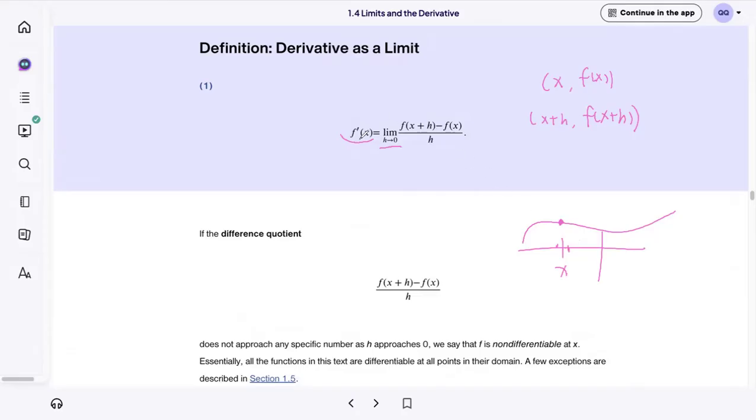Okay, so that is the definition of the derivative as a limit. So the derivative of a function equals the limit as h approaches 0 of f of x plus h minus f of x, divided by h.